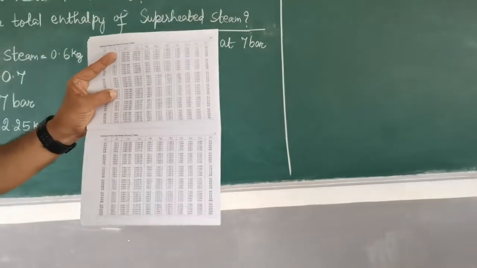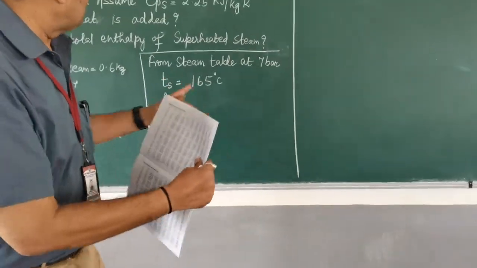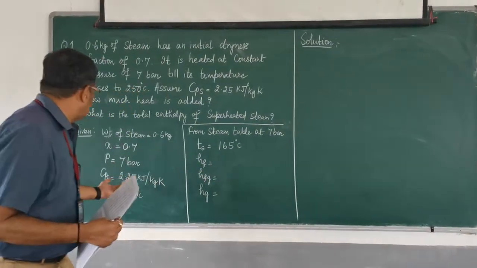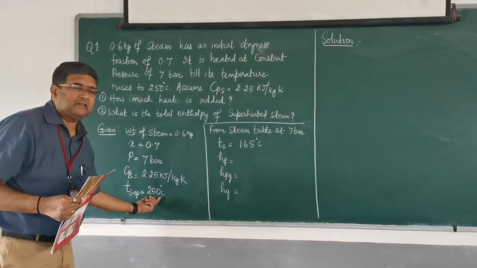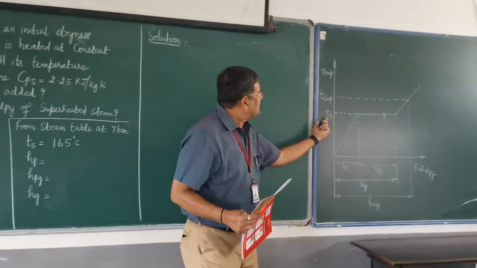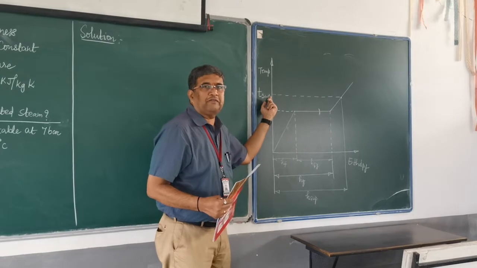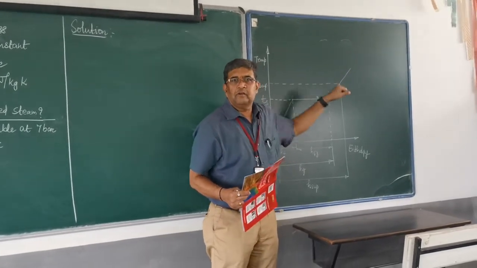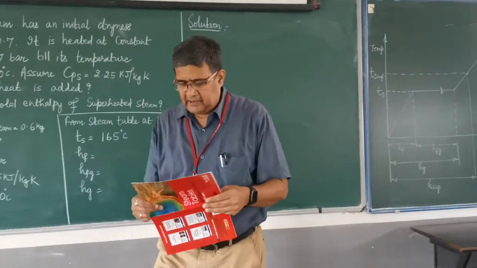Now if the temperature given is greater than the saturation temperature, it obviously means that it is superheated steam. The temperature given here is 250 degrees and this is 165 degrees. So TS is 165 and this is 250. So 250, if I see, that comes in the superheated zone. So the steam is superheated.